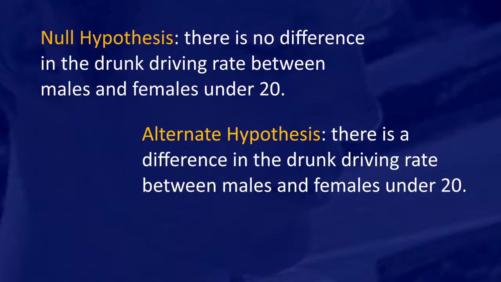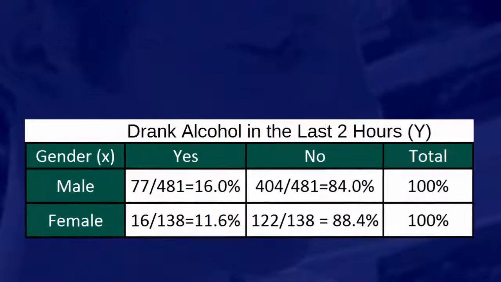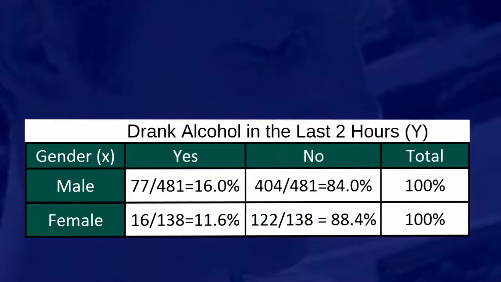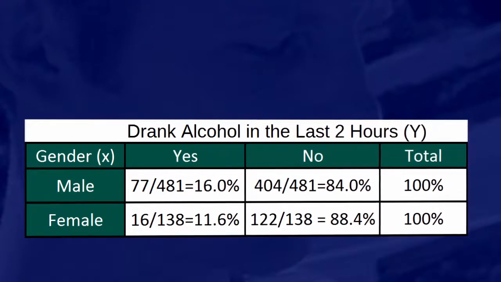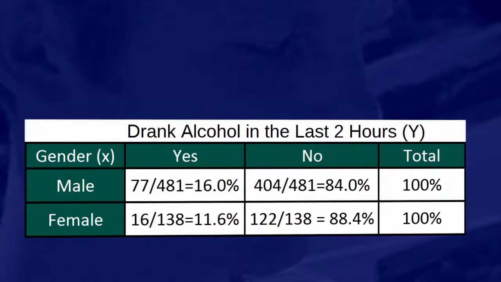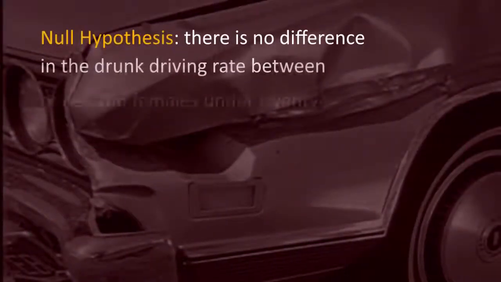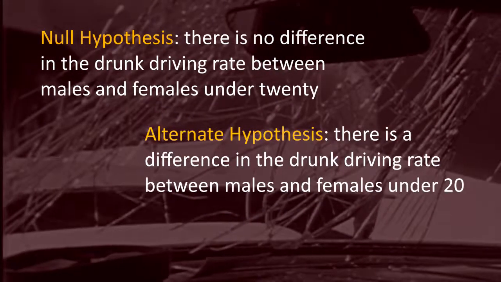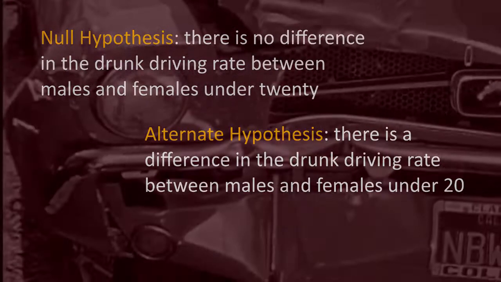In other words, is the evidence provided by the roadside survey, 16% versus 11.6%, strong enough to conclude beyond a reasonable doubt that it must be due to a relationship between drunk driving and gender in the population of drivers under 20? Or is the evidence provided by the roadside survey not strong enough to make that conclusion? And could this have happened just by chance? That is, due to sampling variability and not necessarily because a relationship exists in the population. These are the null and alternate hypotheses for the chi-square test of independence.